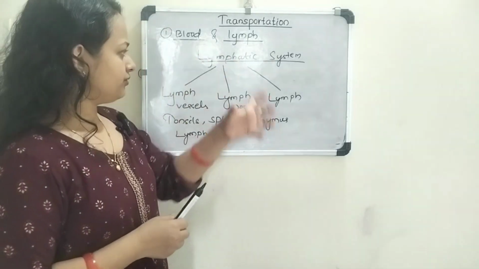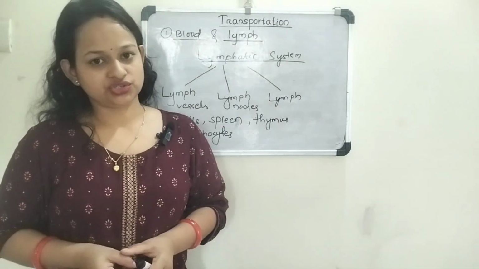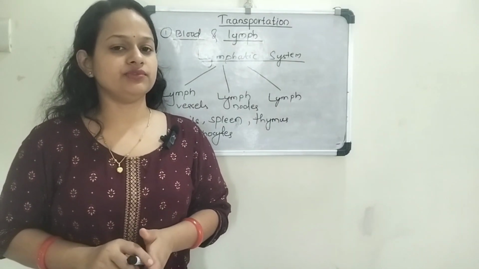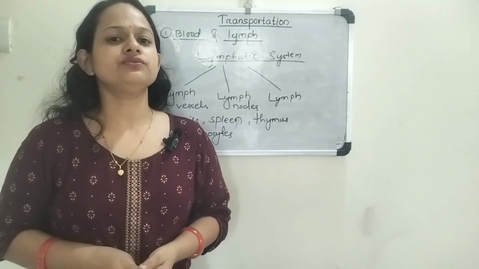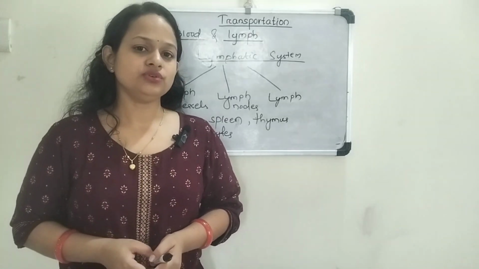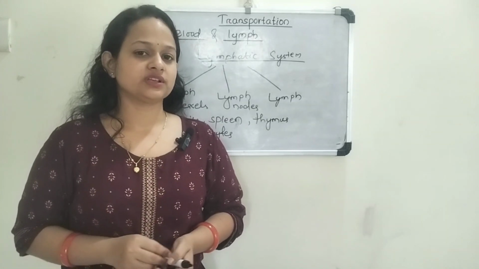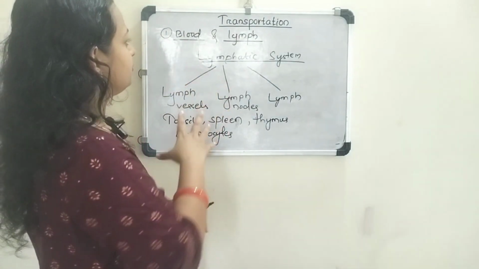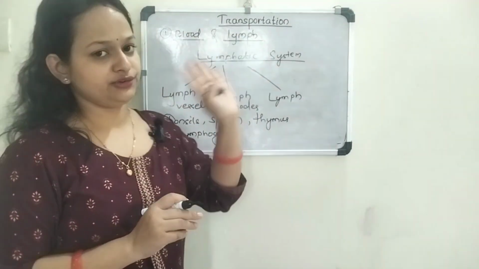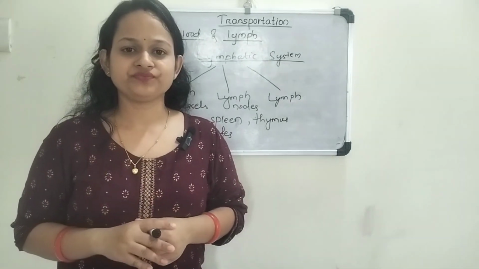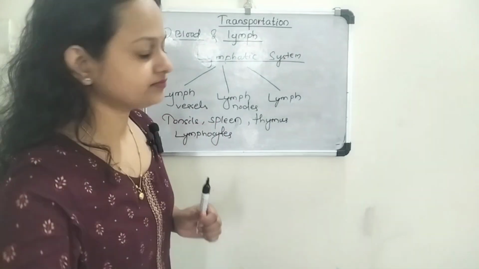So that was all about the lymphatic system. The lymphatic system has a very important role in the circulatory system in humans as well. So in this part we covered the circulating medium, that is blood and lymph. Next we come to the blood vessels.